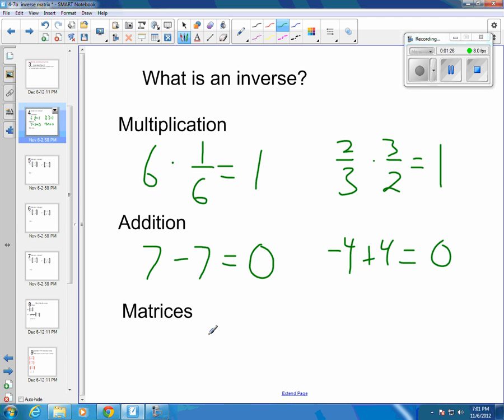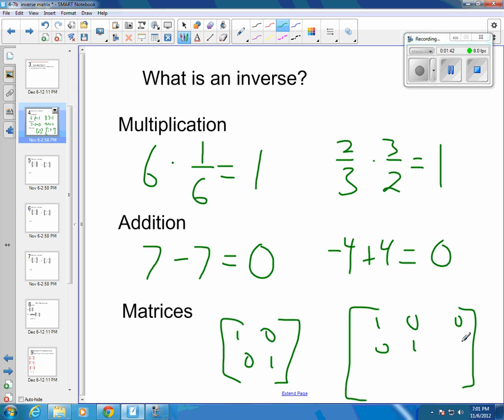So what would be the identity matrix? Well, that's pretty easy. The identity matrix is 1, 0, 0, 1 on a 2 by 2. On a 3 by 3, it's 1, 0, 0, 0, 1, 0, and 0, 0, 1. Your diagonal is going to be 1s. And you can only have an identity whenever it's a square matrix. So these would be your identity matrices, and we'll need to figure out how to get the inverse out of that.